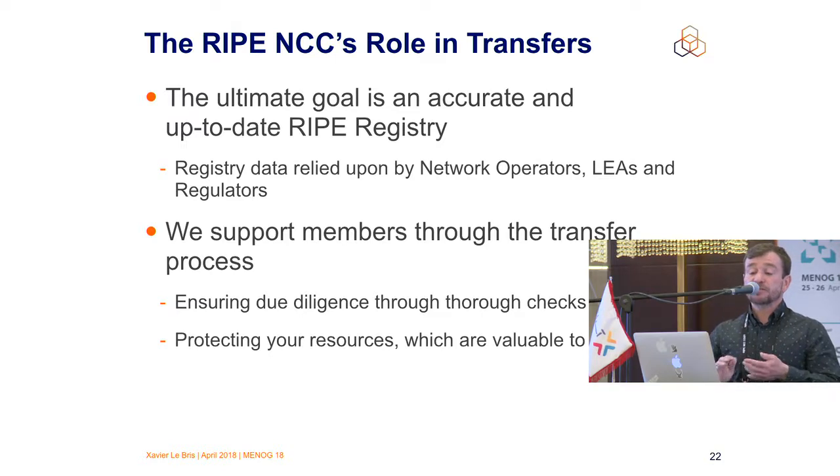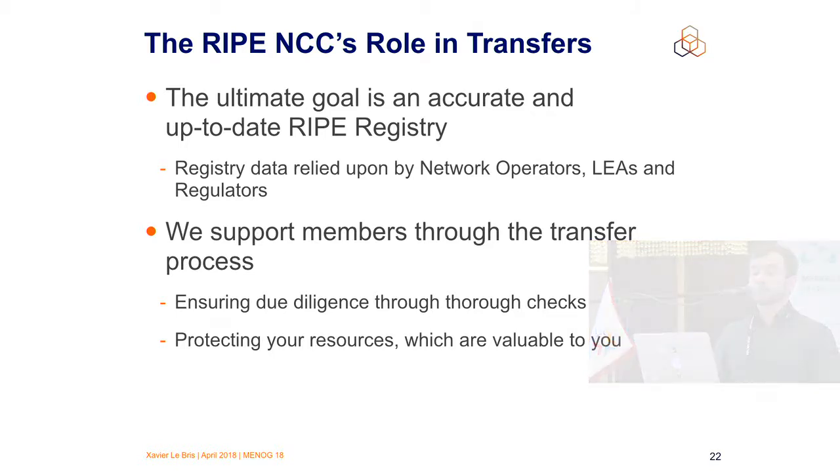So now, the RIPE NCC's role in terms of transfers. What do we do? The first goal is to keep the RIPE registry up to date. Everybody, as network operators, needs this information to be accurate. So at all times, we try to make it as accurate as possible. We are not the only network operator who needs to have this accurate data. You also have law enforcement agencies or other regulators. This is also important to remember.